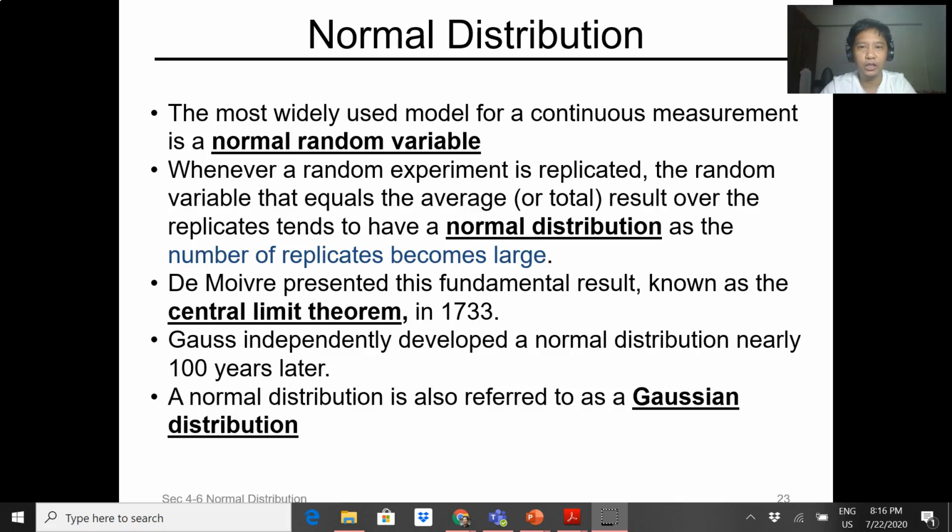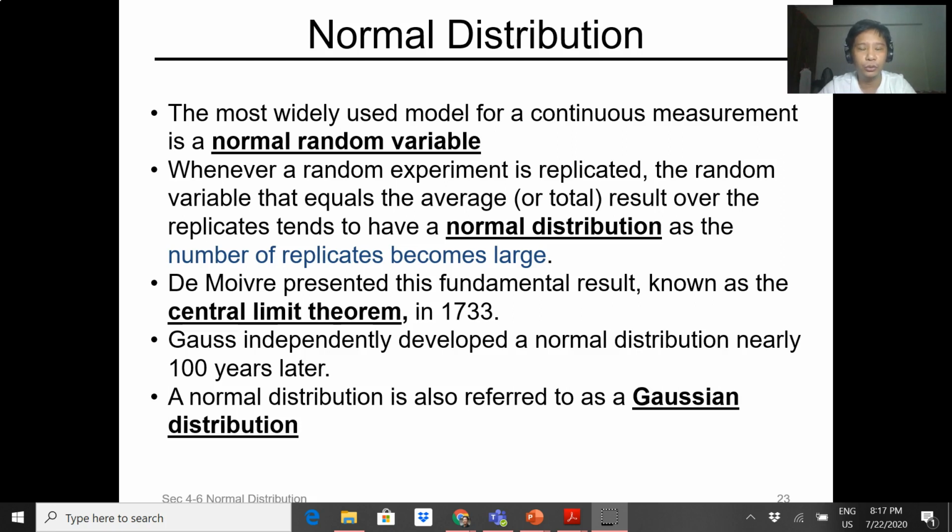Okay, so we'll start again for our next lesson. This is still lesson 4 for continuous random distribution, continuous random variable. So, under continuous random variable is the normal distribution. This is the most widely used model for continuous measurement in engineering or other fields of study.